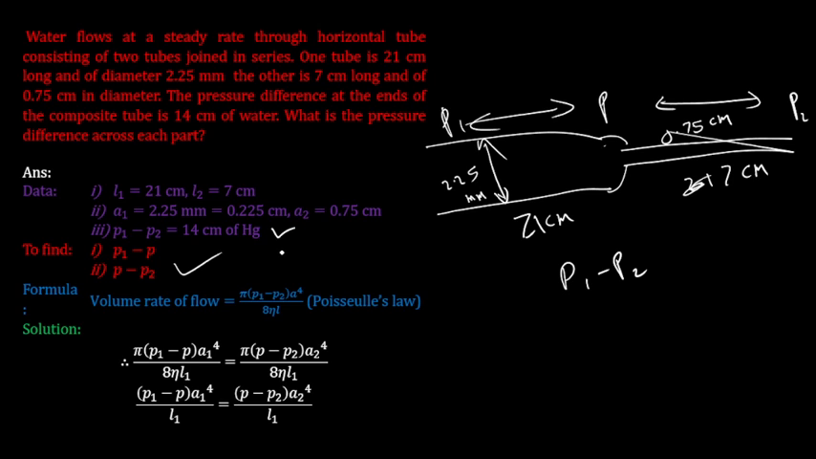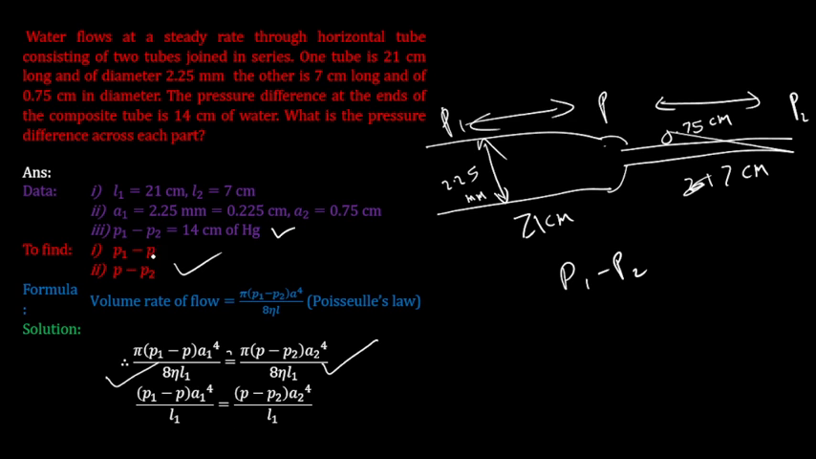This is again a Poiseuille's law problem. So we use Poiseuille's equation. In Poiseuille's equation, the pressure difference P1 minus P2 is the difference of pressure at the two ends of the tube in which the fluid flow is being analyzed. So we write the volume rate of flow for the first tube and for the second tube. The volume rate of flow is the same everywhere. Whatever fluid enters, the same amount must leave in the given time. So the volume rate of flow is equal for both tubes, and that's why we have equality here.